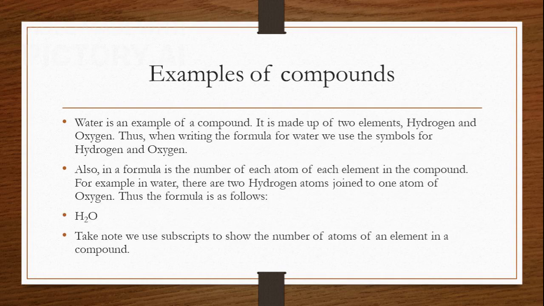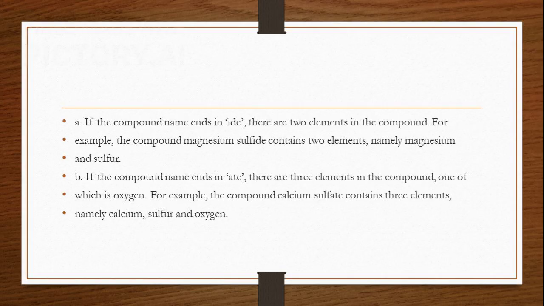Water, composed of hydrogen and oxygen, is a classic example of a compound. The formula H2O shows the ratio of atoms, illustrating how elements combine to form new substances. Compounds with 2 elements often end in "-ide", while those with 3, including oxygen, end in "-ate". These naming conventions help us identify the composition of compounds.